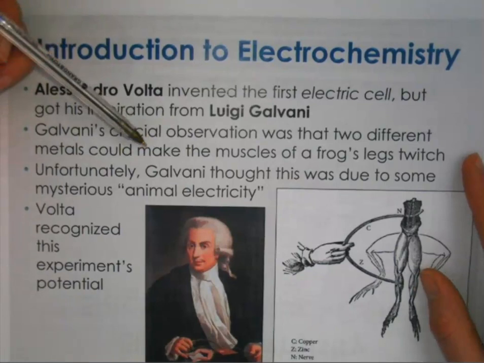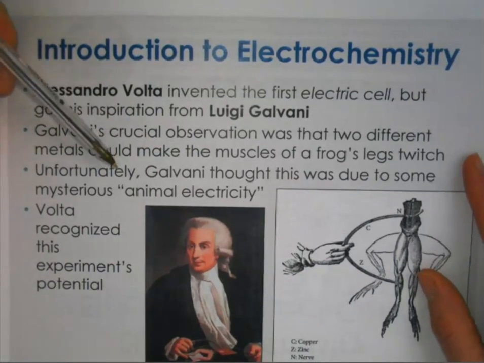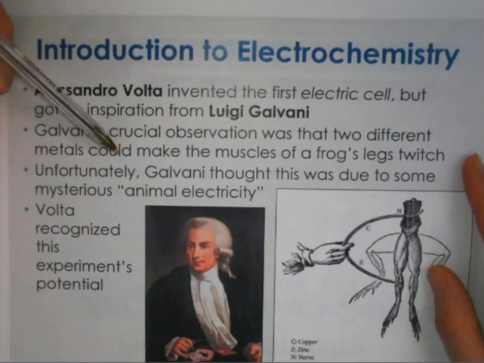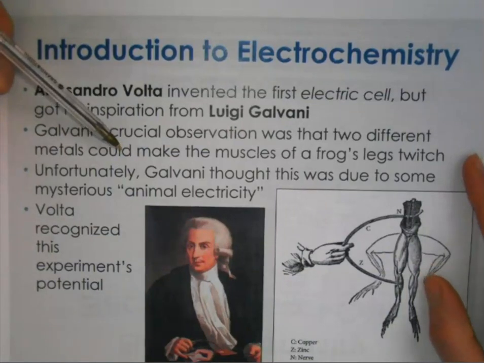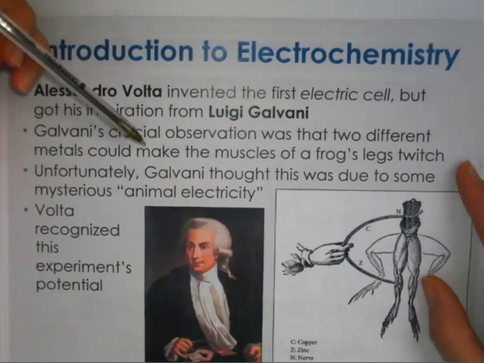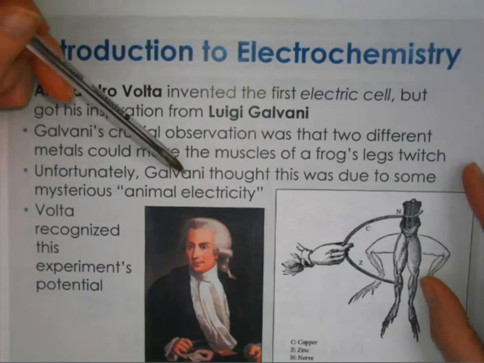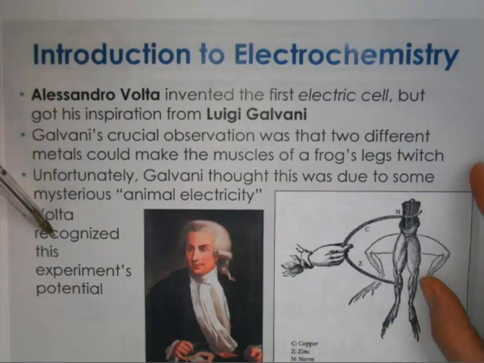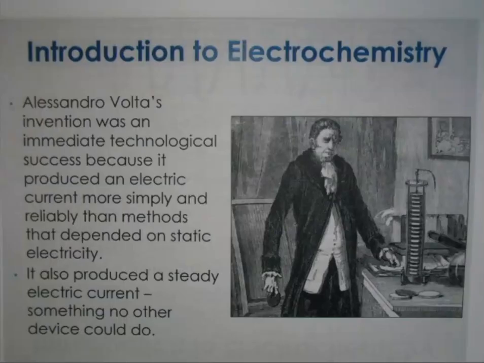Kind of makes it sound like his lab was a bit of a gong show. But basically, when that happened, he noticed that the legs of the frog started twitching. He ended up doing a lot of work on discovering how important electricity is for nerves and muscles and things like that. So that's kind of interesting. But Galvani thought that this whole situation was due to some kind of mysterious animal electricity, and it was only Volta who really recognized the experiment's potential.